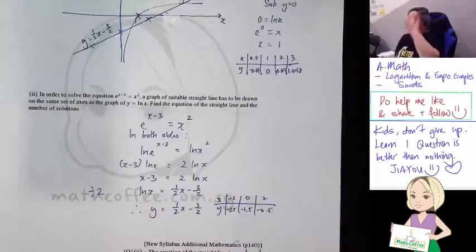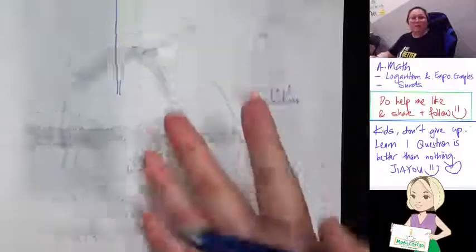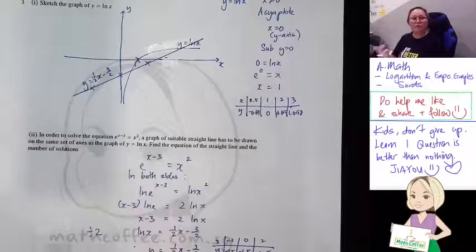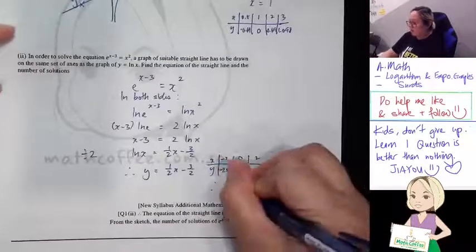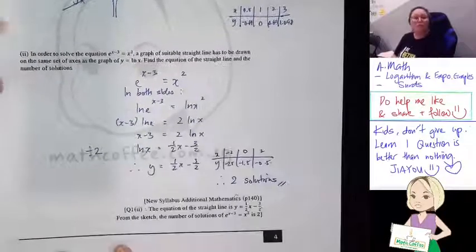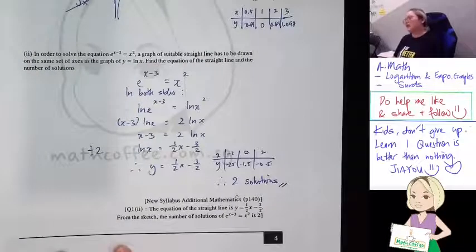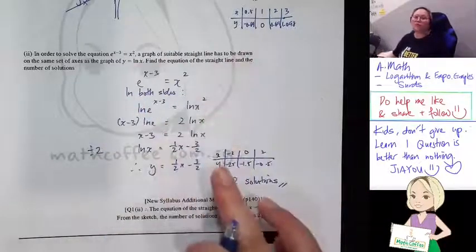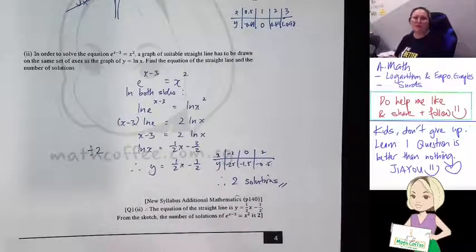Okay, so you see, look at the graph. Now you can see that the line cuts the curve at 2 points, right? 2 points. So then you will say, oh, so therefore there are 2 solutions. Okay, so of course, being able to massage this, you will have to be strong with your logarithm as well.